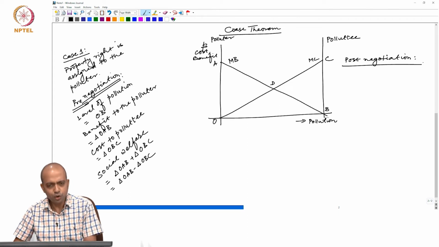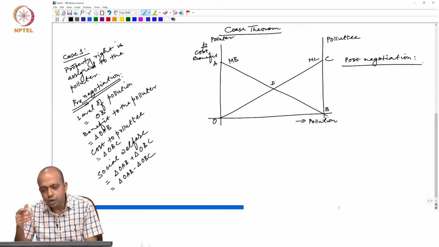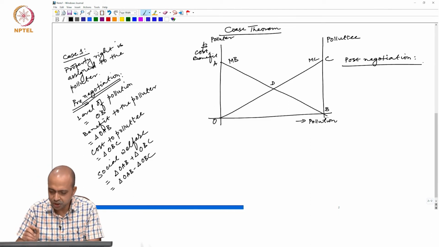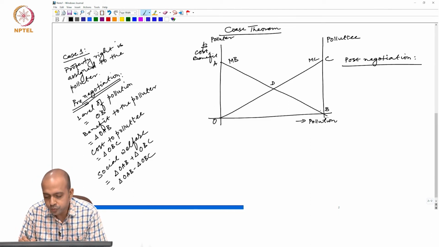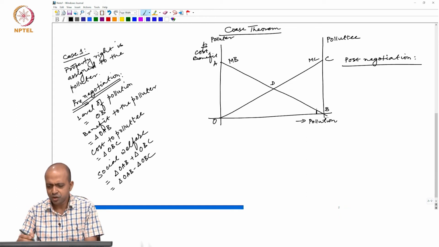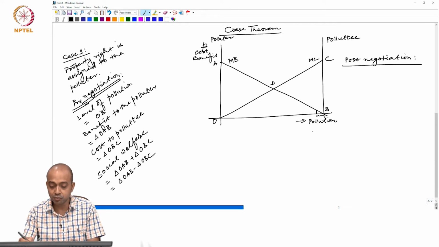Then the pollutee says, okay, I understand that you have a benefit from making pollution, so I will give you some money, I will bribe you. So, the pollutee is trying to bribe the polluter to reduce the pollution. He says that if you reduce the pollution from B to this level, I will give you this much bribe. Then the polluter has no problem, because if he reduces this much, the benefit he sacrifices is only this vertical distance. So, if that is paid, absolutely no problem, because his benefit is derived from the MB curve.